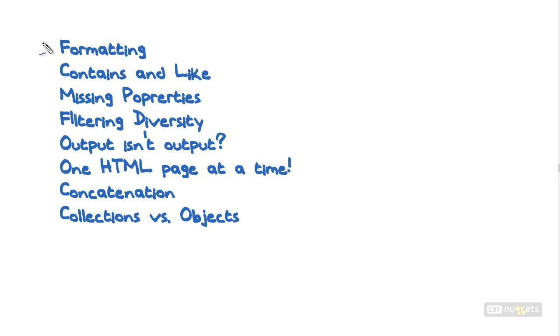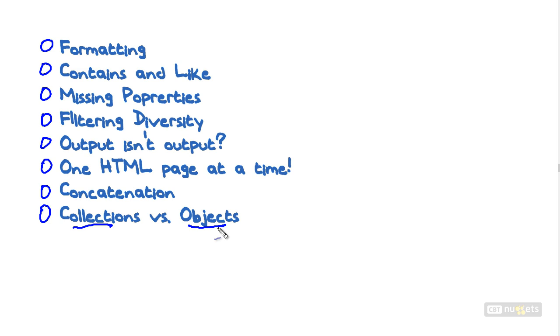Here's what we'll cover. Formatting gotchas, particularly the business of formatting commandlets not outputting anything that you can use in most places. Confusion between operators like contains and like. What PowerShell does when you try to work with a property that isn't there. How PowerShell uses the filter parameter so diversely. That can be confusing. Understanding that sometimes command output isn't what PowerShell considers output. When you're working with HTML pages, doing one page at a time is crucial. Dealing with string concatenation. And understanding that a collection of objects is not the same as an object.